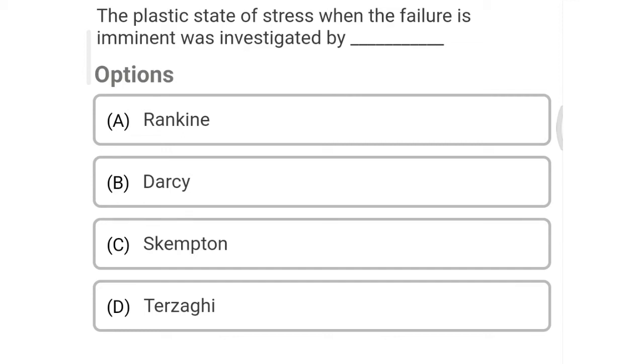Friends, today we are going to see the MCQ of Geotechnical Engineering in the topic of earth pressure and stability of slopes. So the first question, the plastic state of stress when the failure is imminent was investigated by option A Rankine, option B Darcy, option C Skempton, option D Terzaghi. So the correct answer is option A Rankine.